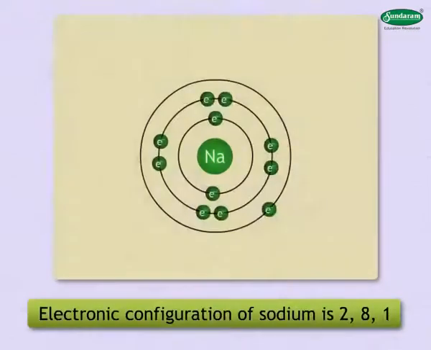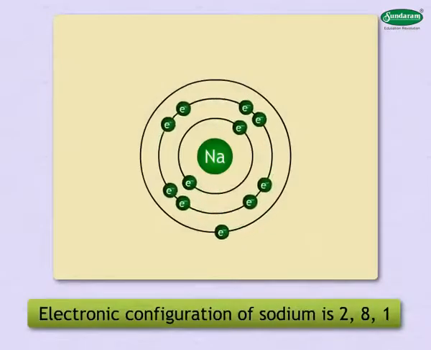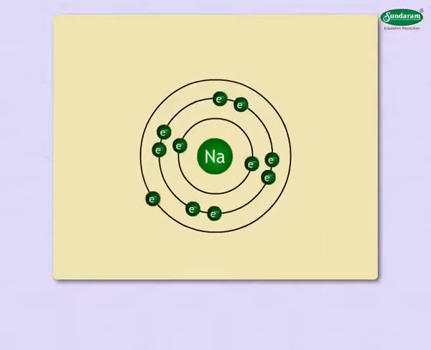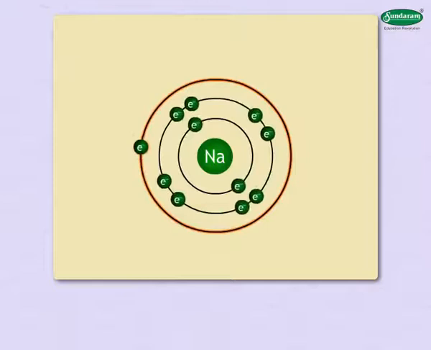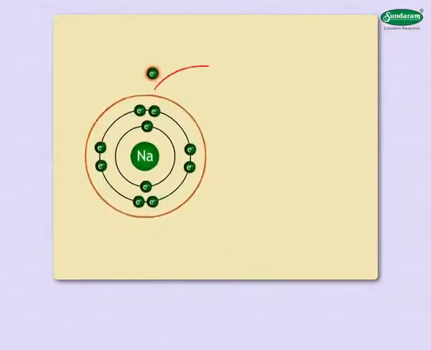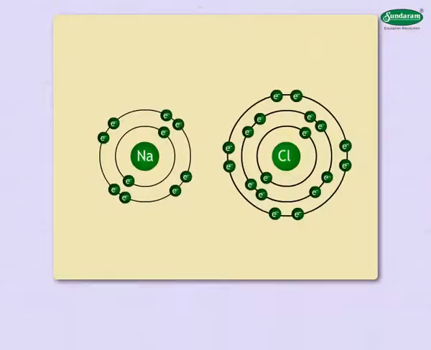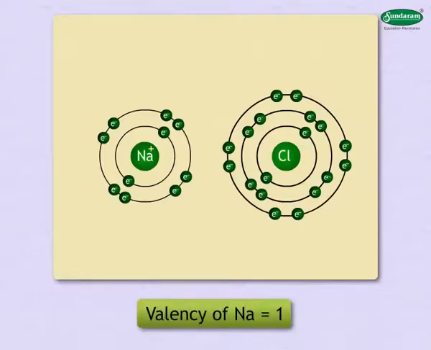1. The electronic configuration of sodium is 2, 8, 1. It has 1 electron in its third orbit. Sodium tends to give up this electron so that it is left with a state 2, 8, which is stable. The loss of 1 electron leads to the formation of sodium ion, which is positively charged as it has lost 1 electron. Therefore, the valency of sodium is 1.